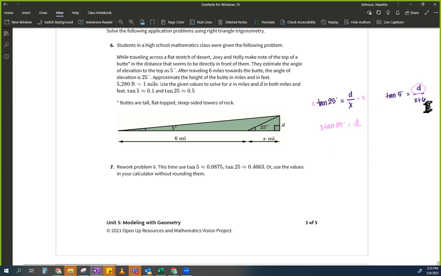Okay. Still not showing up. There it goes. So I'm going to copy this whole equation, but instead of writing this D, I'm going to pop this in here. So it's going to say tangent of 5 degrees equals something over x plus 6, right? And then I'm going to take this whole thing and copy this, paste it, and put it over here because this is what I think my equation is going to end up.